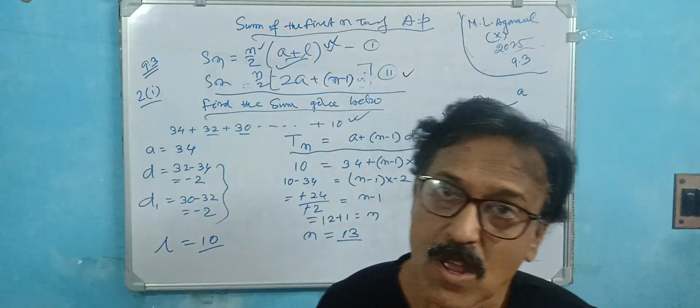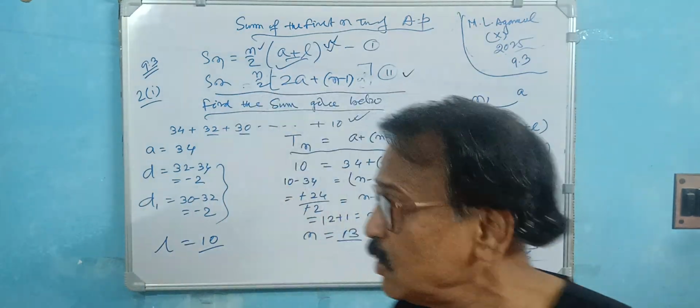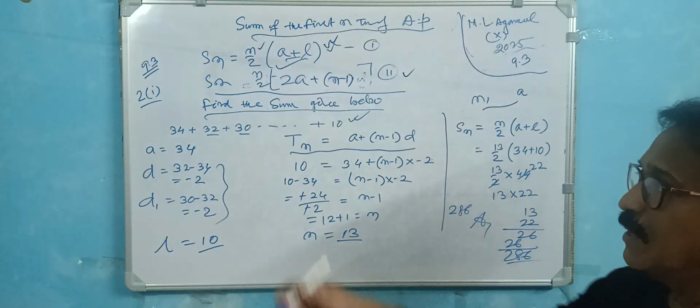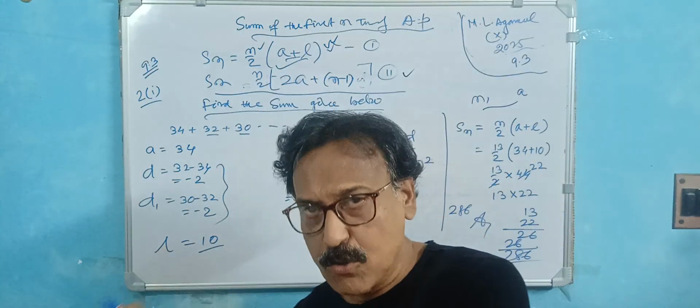286. Clear? আমি কিভাবে করলাম? That is very important. Don't be panic in any sum. You see the any sum. এটা দেয়নি, ওটা দেয়নি. This is the series: 34, 32, 30. This is given. This is actually the AP series.